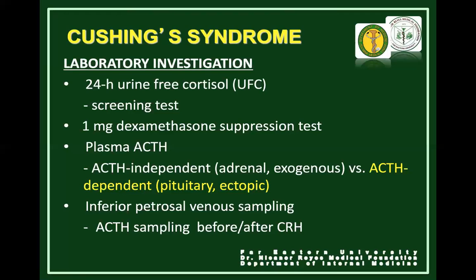So if there's no gradient, it means whatever is the level of your ACTH or cortisol in the venous sample near your petrosal, there's also the same in your periphery. If there's no gradient, it means there is no difference. Then it means that it is ectopic.